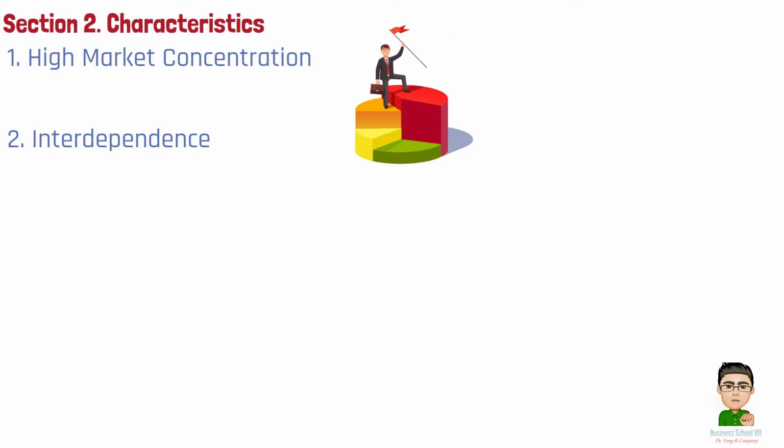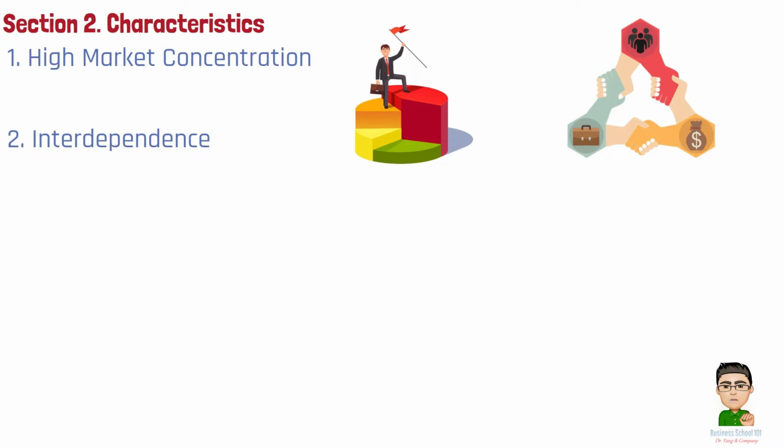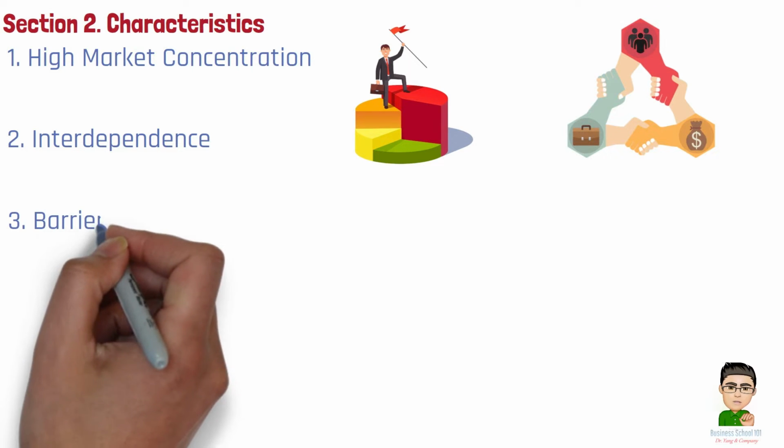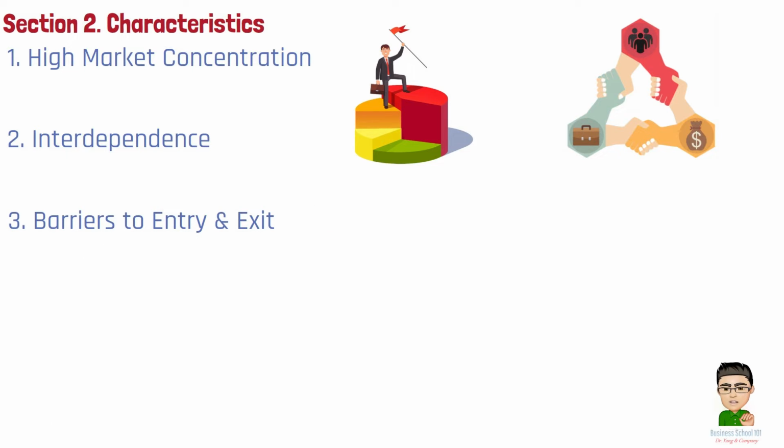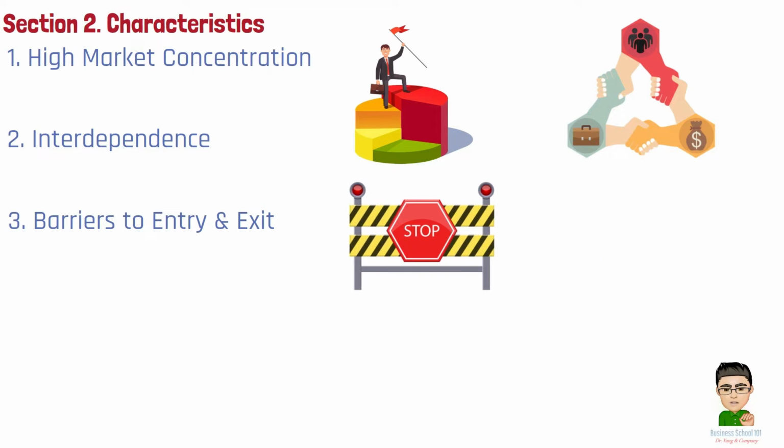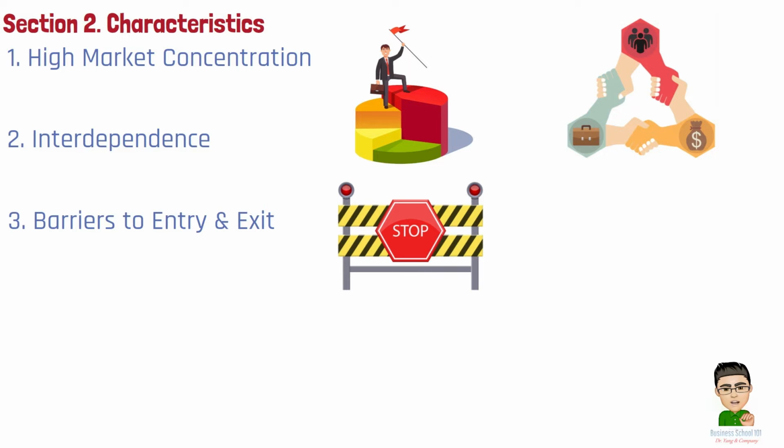Number 2. Interdependence. Firms in an oligopoly are interdependent. A decision by one firm can significantly impact the others, leading to strategic behavior and careful consideration of rivals' potential reactions. Number 3. Barriers to entry and exit. High barriers to entry, such as significant capital requirements, access to technology, or economies of scale, make it difficult for new firms to enter the market. Similarly, high exit costs can keep firms in the market even when they are not profitable.